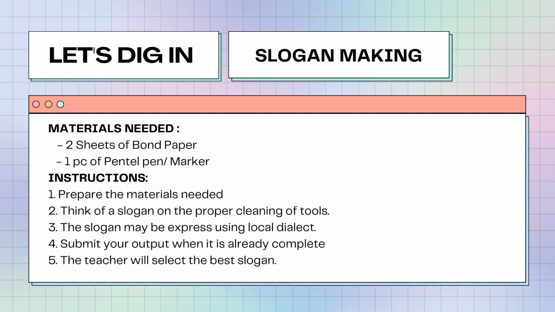Let's dig in. These are the materials that we need. Two sheets of bond paper and one piece Pentel pen marker. Prepare the materials needed. Think of a slogan on the proper cleaning of tools. The slogan may be expressed using local dialect. Submit your output when it's already complete, and the teacher will select the design of the best slogan.